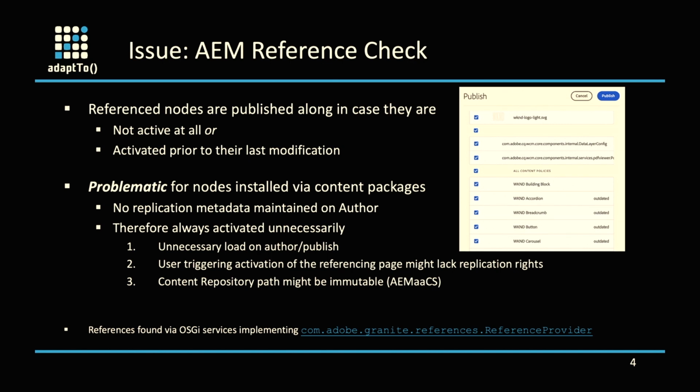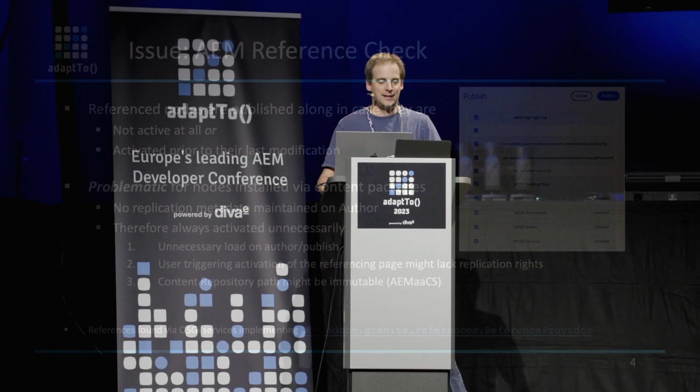What you see here on the screenshot on the right-hand side is a weekend page, which I activated. I think it's the root page below English. And these are the default references which are proposed for activation along with the page. This is problematic and actually wrong, because these are content policies which I haven't even touched. After installing the content package, it proposes that I should activate them along with the page, and this is not necessary.